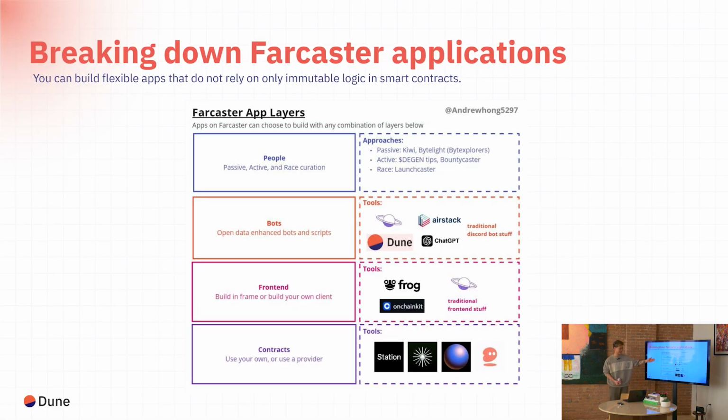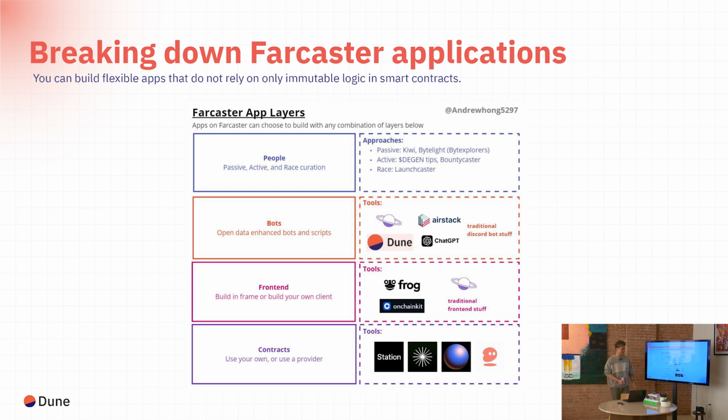So I've separated it into 4 layers for your app, right? You have the people layer, which is either passive, active, or race style curation. Passive is stuff like Kiwi, where the top casts by different themes are rated by how many people liked it. Active is like degen tips or bounty caster, where there is an actual action people have to take to interact. Race is something like launch caster, where the first person to spot a new launch gets some sort of reward or clout, right?